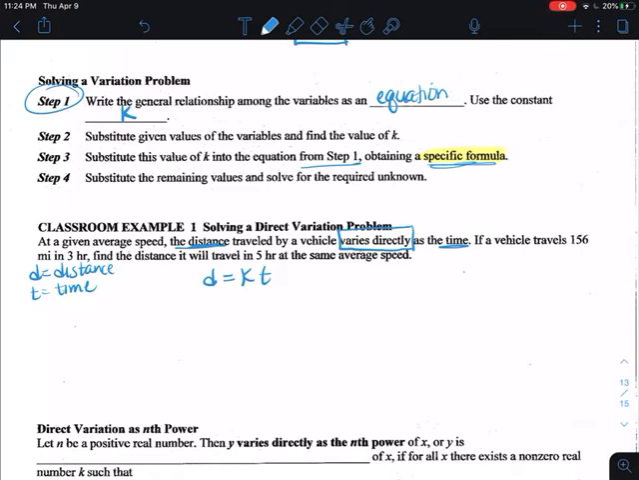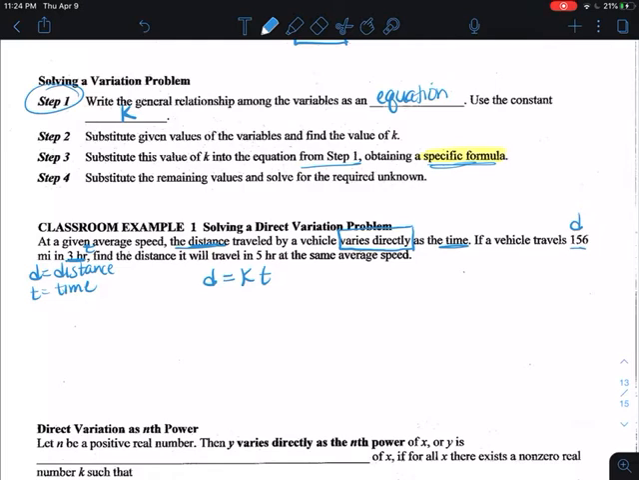Step 2 says substitute given values of the variables and find the value of k. So when I go to my next sentence, I should be able to plug in values for d and t so I can solve for k. It says if a vehicle travels 156 miles, so this is my d value, in 3 hours, that would be my t. I'm going to stop there because the last part is actually solving the whole problem. So I'm going to stop right here and solve for k.